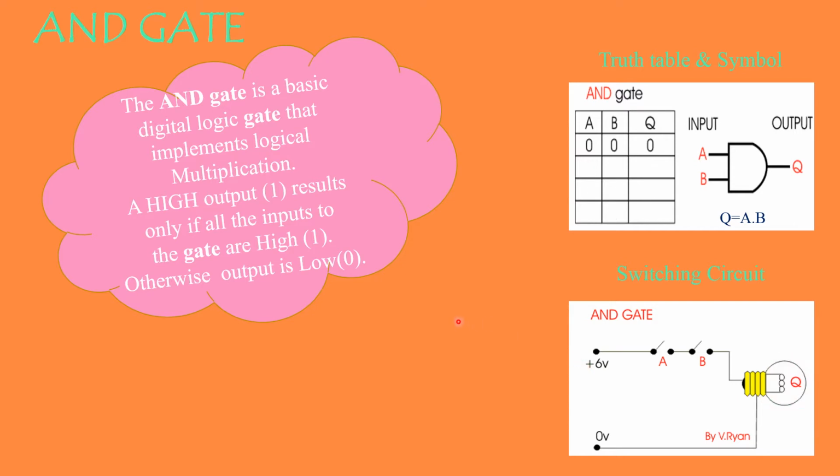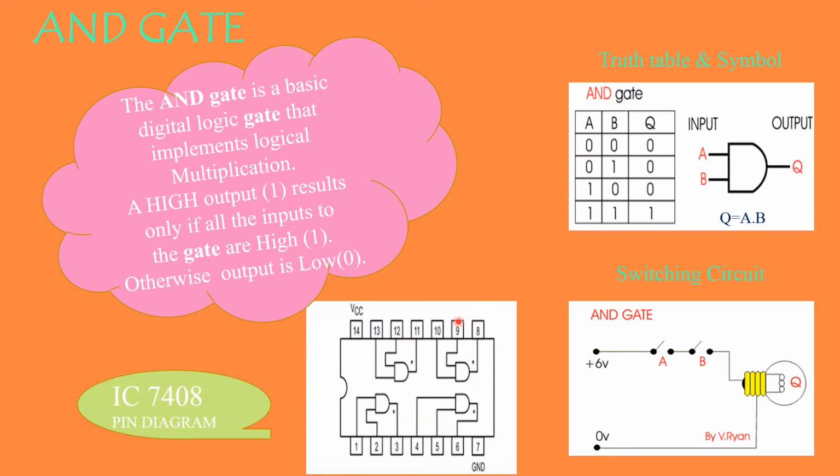So next comes your IC. What is the IC used for your AND gate? IC 7408, this number you will come across in your analog and digital laboratories. This will be very useful and you have to learn your pin diagram by heart. Only then can you give your connections. You have to remember which of the pins are your inputs and which are your outputs.